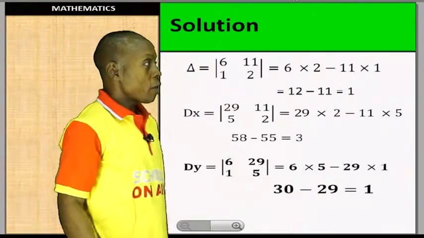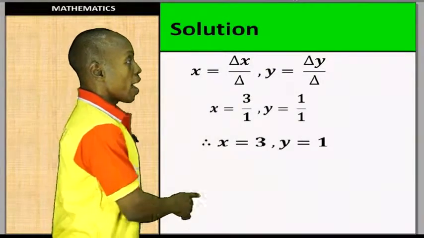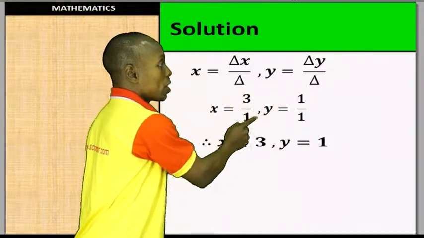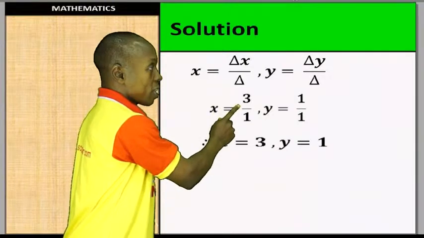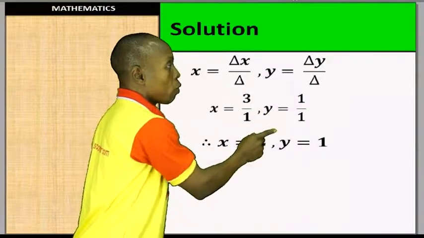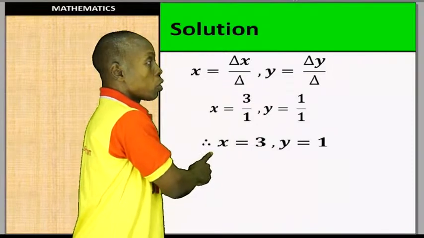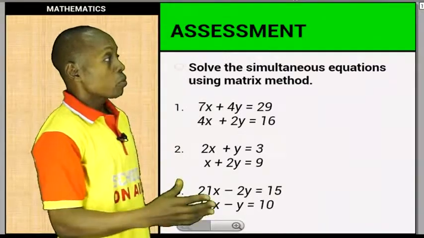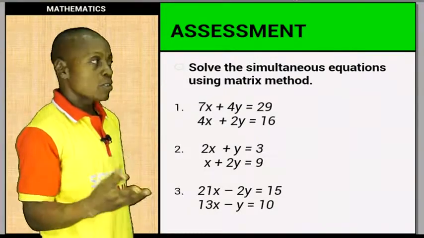So what are the values of x and y? We have x equal to the determinant of x over the general determinant, then y equal to the determinant of y over the general determinant. So we discover that x is equal to 3 over 1, because the determinant of x is 3 and the general determinant is 1. Then y equals 1 over 1, meaning that the end result is x equals 3 and y equals 1. It's very easy to solve. So see how we can solve simultaneous equations using our knowledge of matrices.